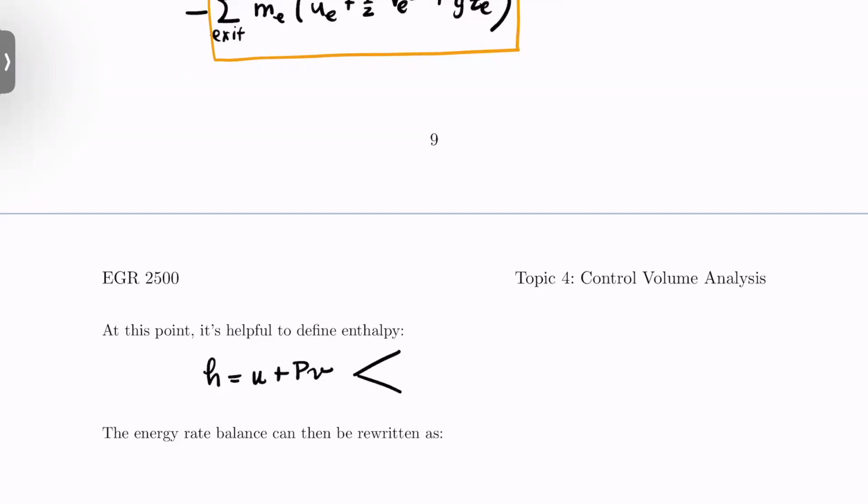We can write this for the inlet and the exit. So we have HI is equal to UI plus PVI, right? And then for the exit, same thing. So we have HE is UE plus P, I forgot an I here, E and then VE. All right.